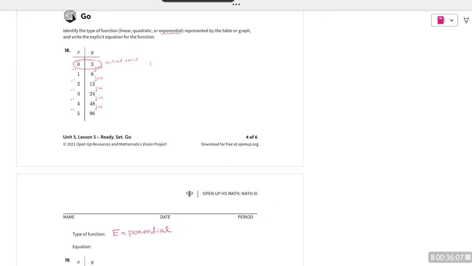Remember, exponentials are in this form, y equals a b to the x. Our a value is 3 because that's our initial value. So when we're talking about the equation, we're going to say y equals 3. Now our growth factor, that b. Since our x's are only going up by 1, we can see our growth factor is 2 from the table. It's doubling every single time. So there we have it, y equals 3 times 2 to the x.